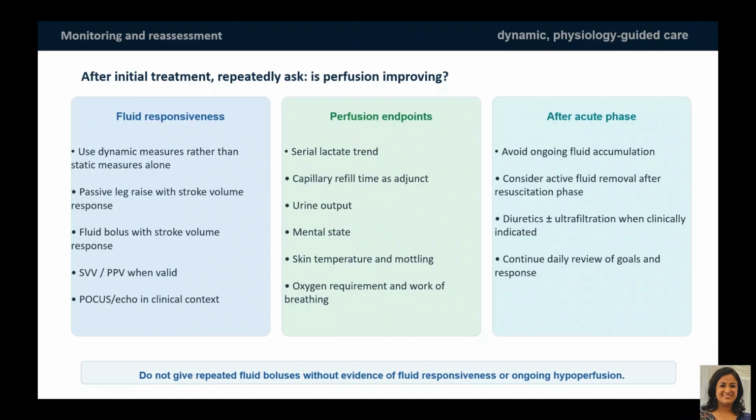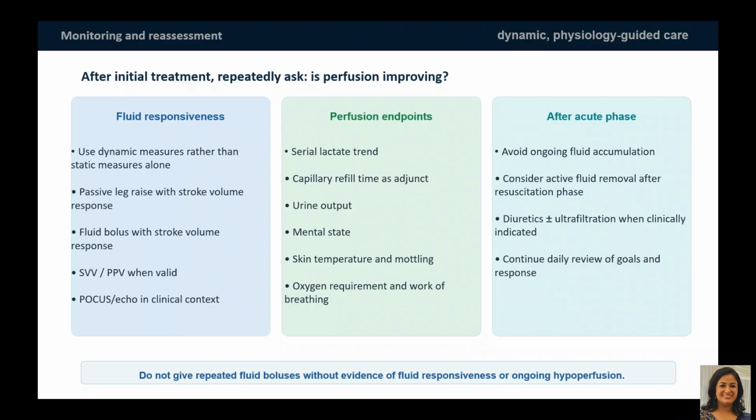And other than that, in a critical care setup, we can go for measuring stroke volume variation and pulse pressure variation, and also we can do the echo and see what is happening to our cardiac output. So those are how to measure the fluid responsiveness in the patient.